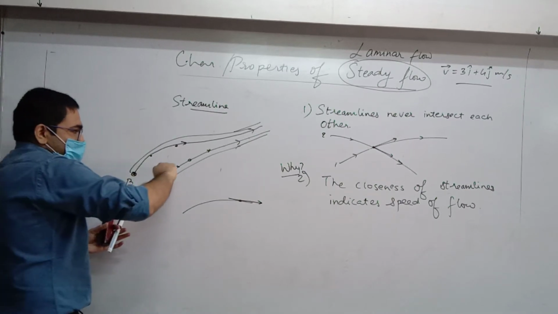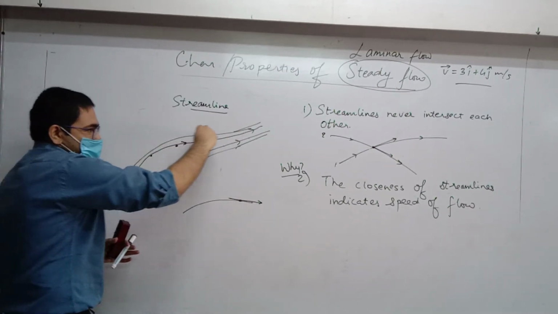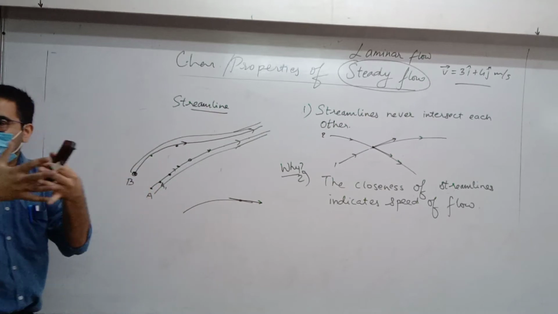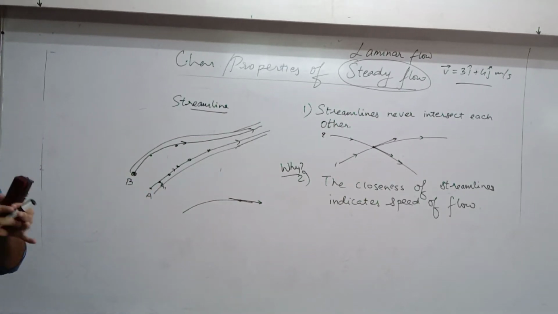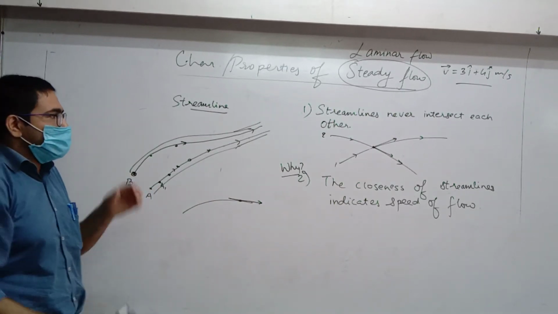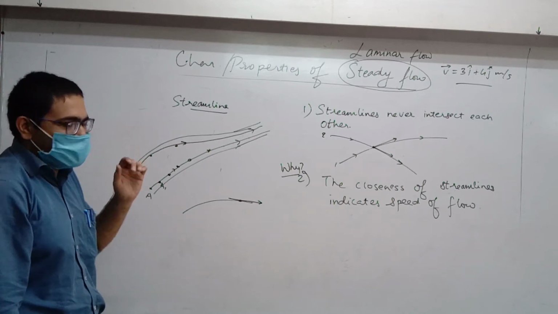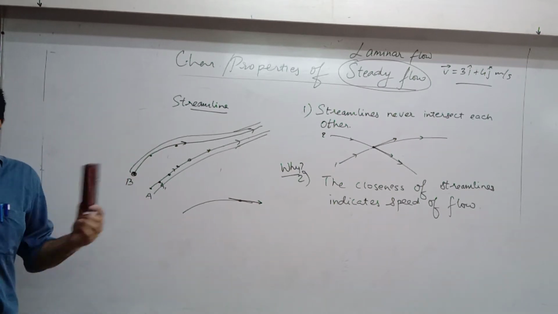For example, this is one layer, it will just go here. This is another layer that will go like that. Understood? The layers don't mix. That's why it is called laminar. Again, laminar means layers.